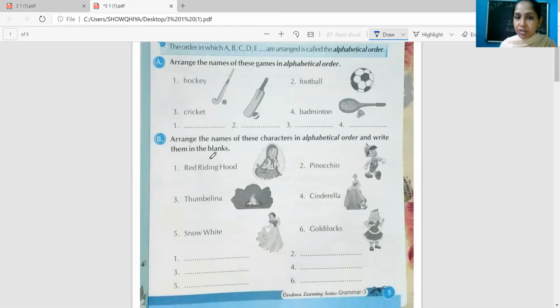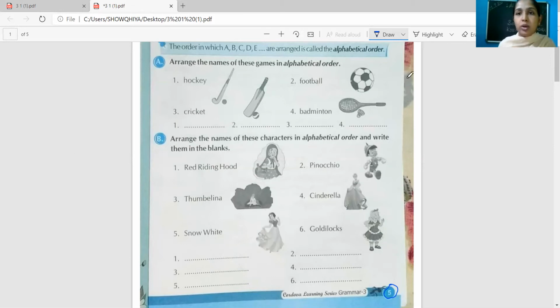They have given the names here, so you're going to write them in alphabetical order in your reader, that is the grammar reader. The page number is mentioned here. Can you see here, children? This is the page number. You're going to write it in the grammar book on page number 5. This will be your homework for today's session.